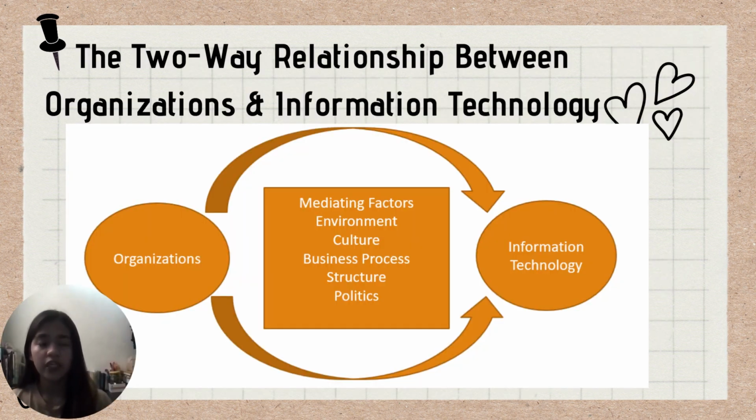So in this slide, it shows the two-way relationship between organization and information technology. So we have here the organization from the left and the information technology, together with their mediating factors, which are the environment, culture, business process, structure, and the politics.